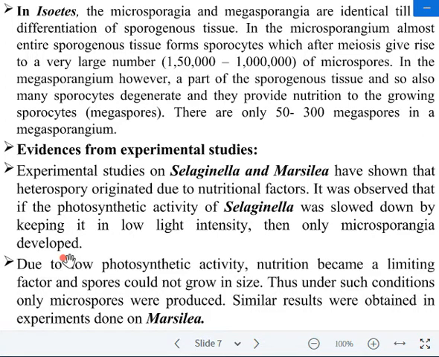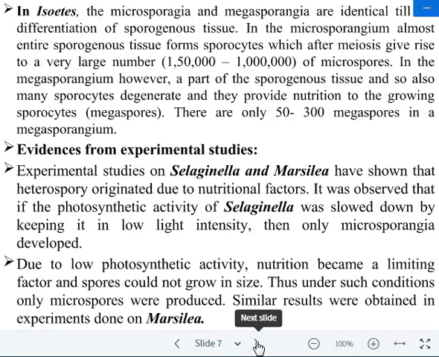So in this case the microspore produce only. Due to low photosynthetic activity, nutrition becomes a limiting factor. Spores could not grow in size. Thus, under such condition, only microspores were produced. Similar results were obtained in the experiment done in Marsilea.